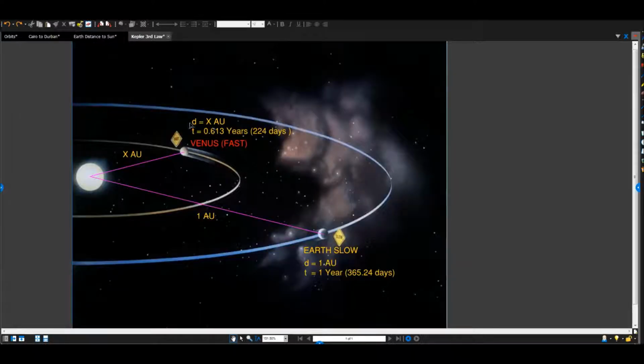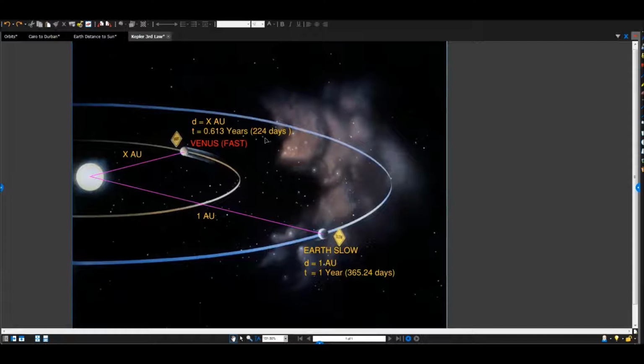So let's put that information there. We know D is X. We don't know what it is, so we'll just call it X. And we know that time is 224 days, which is 0.613 Earth years. If you divide 224 by 365.24, you get 0.613 Earth years. So that's great. Where do we go from here?